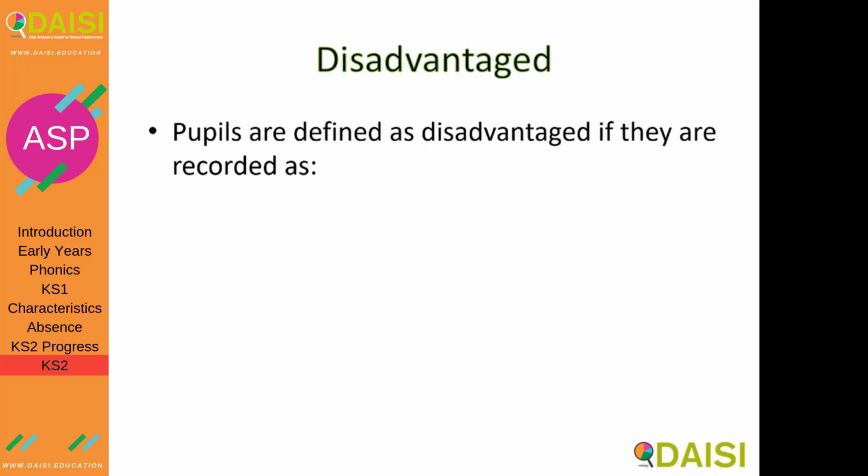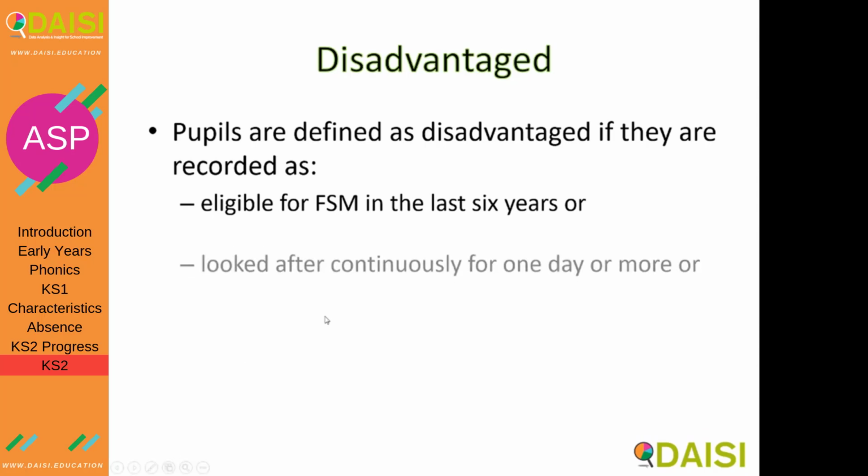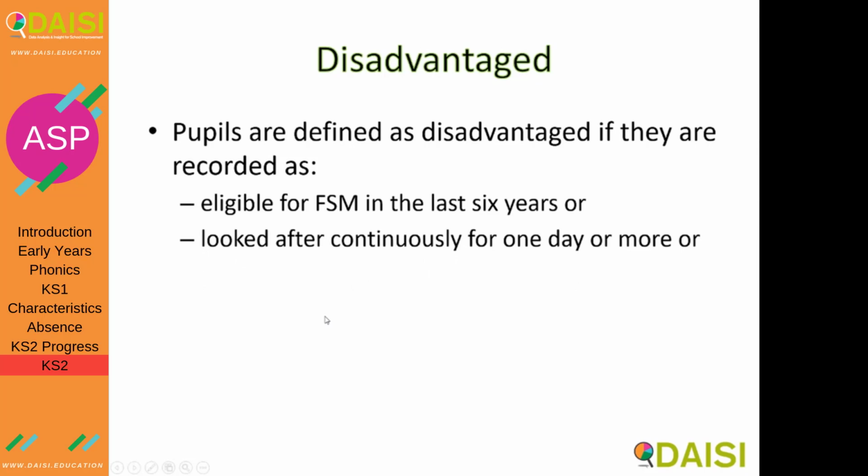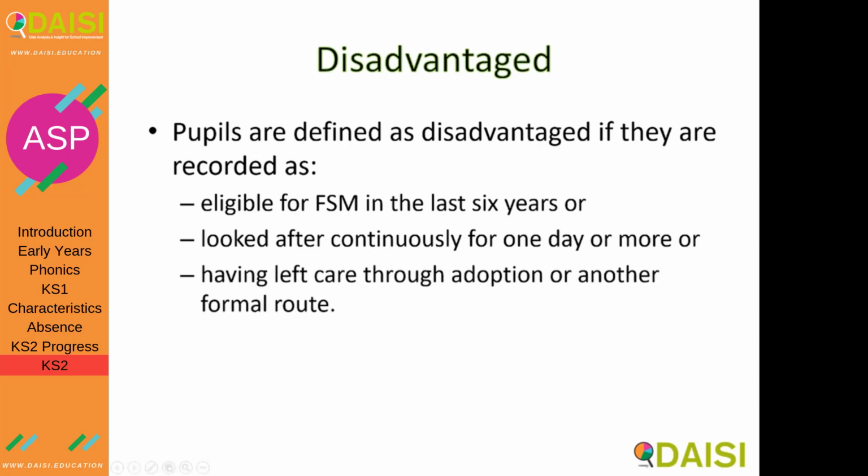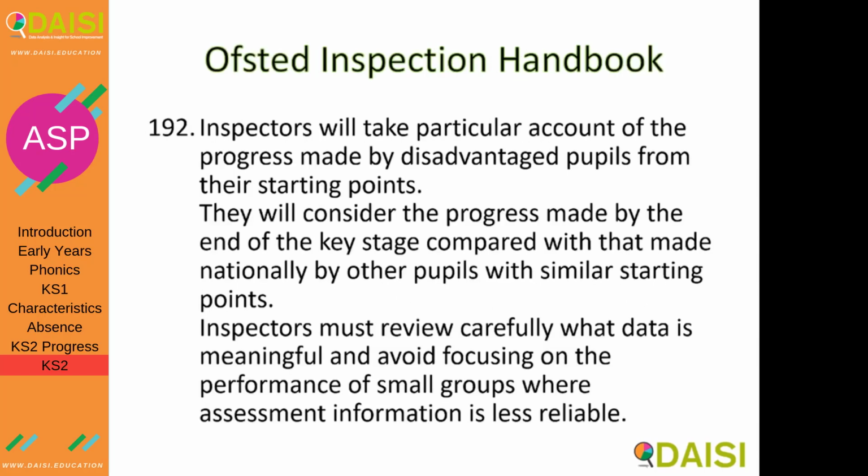In this video, I want to have a look at your disadvantaged pupils, which is a particular area of interest for Ofsted inspectors. Pupils are defined as disadvantaged if they have been eligible for free school meals in the last 6 years, or have been looked after continuously in care for 1 day or more. In 2014, it used to be 6 months, it's now 1 day. Or have left care through adoption or another formal route.